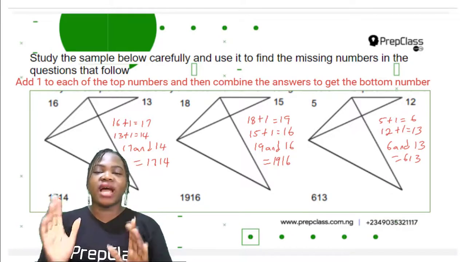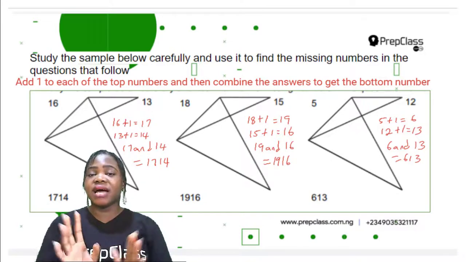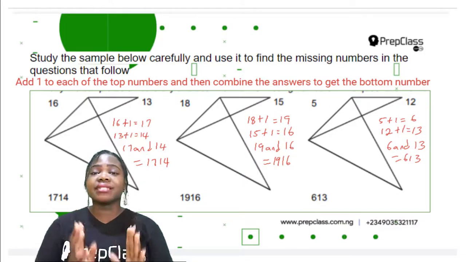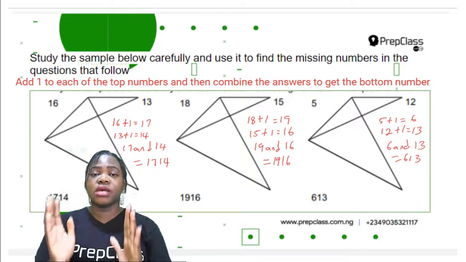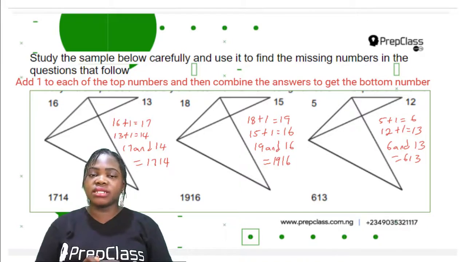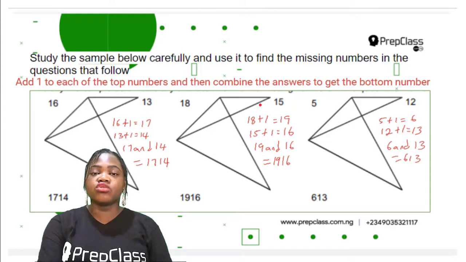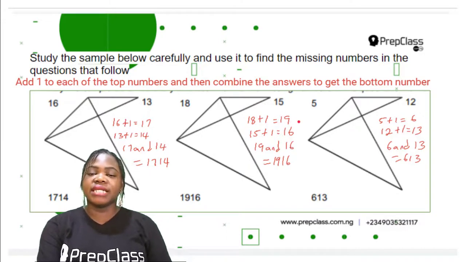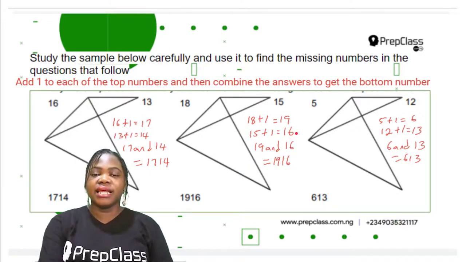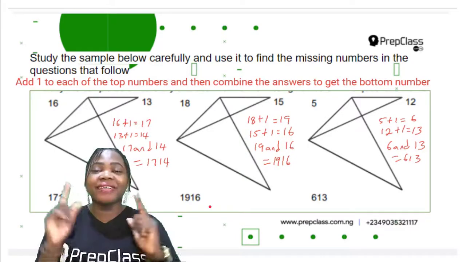But before we move ahead to answer our questions, let's see if it works with the other samples. Remember, there are 3 samples here. So it means that that same logic must work with the 3 samples for you to say, oh, this is how it is being done. So let's see if it will work with the second sample. The top numbers are 18 and 15. So let's add 1 to each of the top numbers. 18 plus 1 is 19. 15 plus 1 is 16. Now, 19 and 16 combined together will give us 1916. Yes, that's the bottom number. So it works with the second sample.